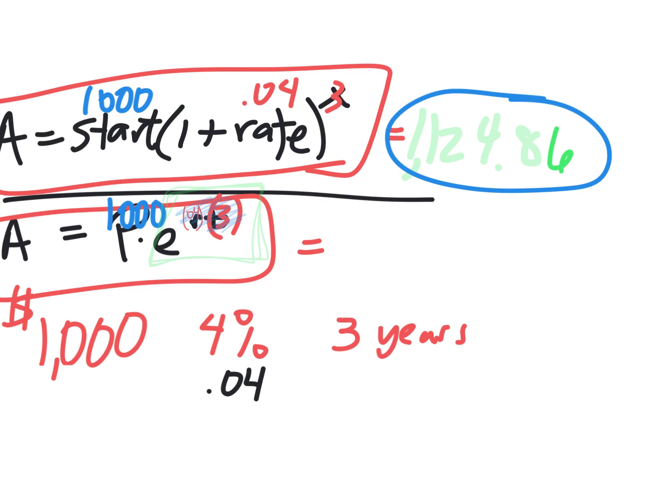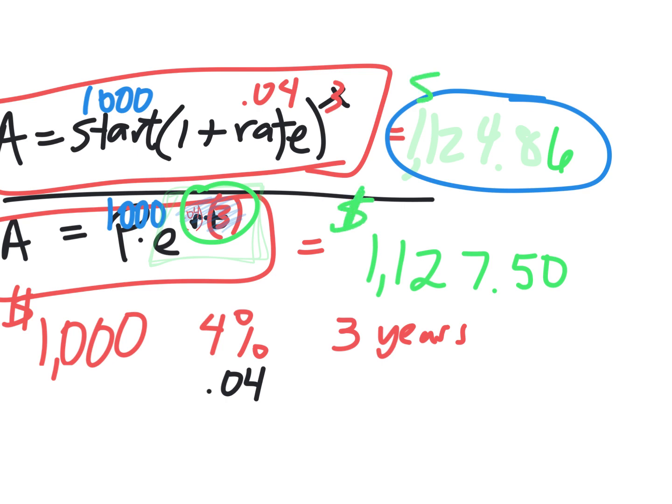Okay, good. For the bottom one, my advice was to do the power first. So that's 0.04 times the 3, and then put E to that power. So E to the power of 0.12, and then times it by 1,000. And that's 1,127.50 if I round it.